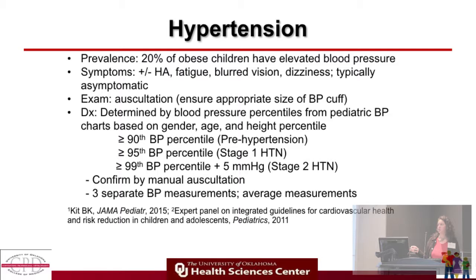But the definitions are, if it's greater than or equal to the 90th blood pressure percentile, that's pre-hypertension. Greater than or equal to the 95th is stage 1, and then greater than or equal to the 99th plus 5 millimeters of mercury is stage 2 hypertension.